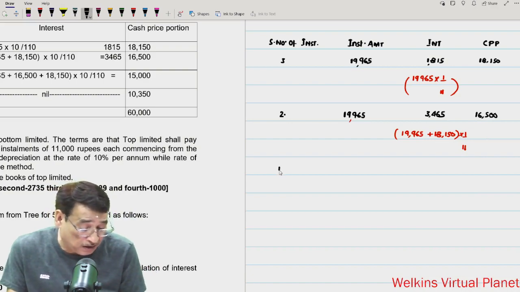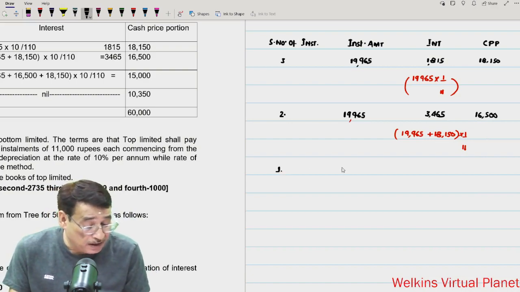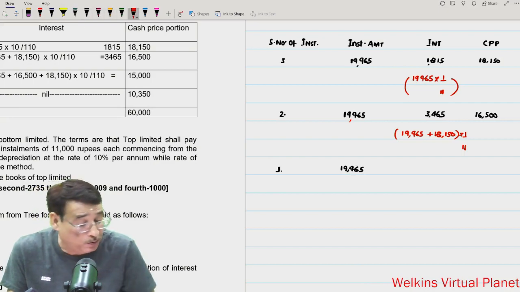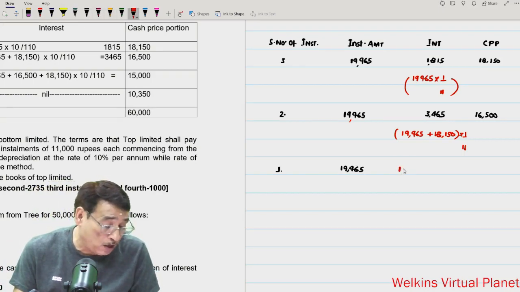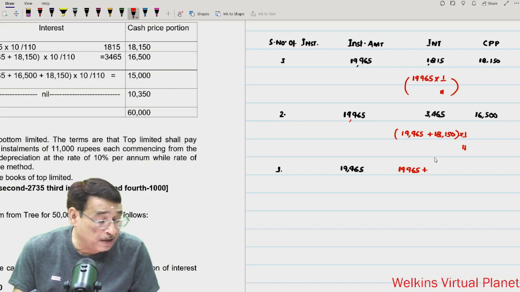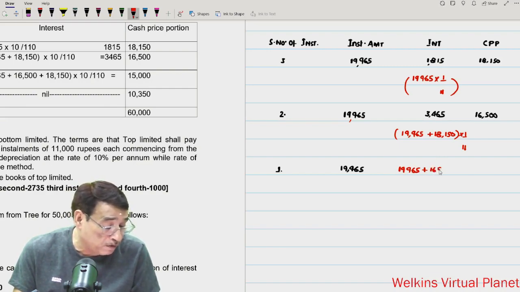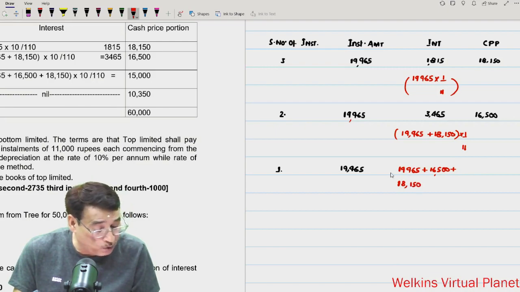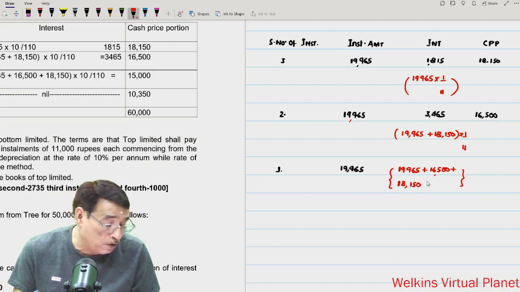Similarly, now I will reach the first installment. When I am in the first year, first of all I will have to find out the total amount due. In order to find out the total amount due, I will write first of all this installment 19,965 plus I will add 16,500 plus I will add also 18,150. This total shows that when you are in the first year, total amount due is this much. So interest will be computed on this amount. You multiply it by 1 by 11.